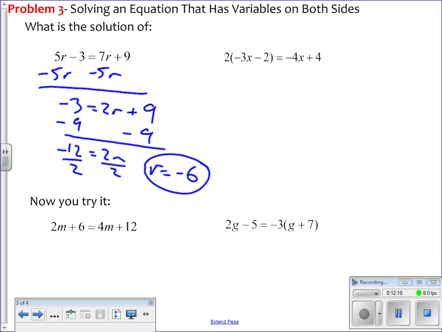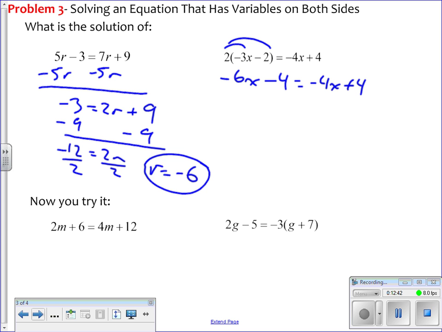Excuse me. Second one. Second example. I can't do this until I get rid of my parentheses. Distribute the 2. Negative 6x minus 4 equals negative 4x plus 4.